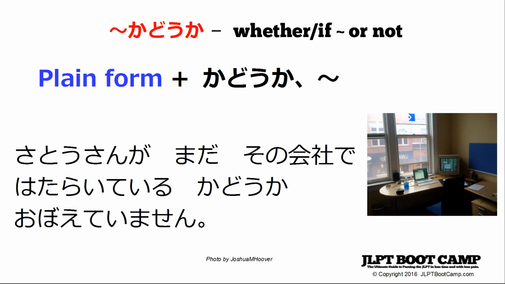So here's another example. Sato-san ga mada sono kaisha de hataraiteiru kadouka oboete imasen. So Sato-san is Mr. Sato. Ga is the subject marking particle. Mada is still, not to be confused with mata, which means again. Mada is still. Sono kaisha, that company. De, at, doing some kind of action at a place is the de particle.